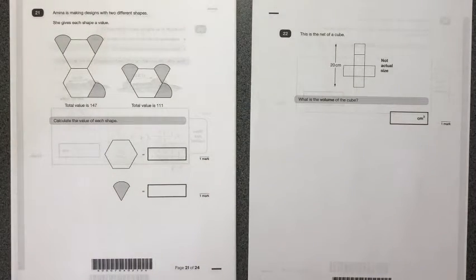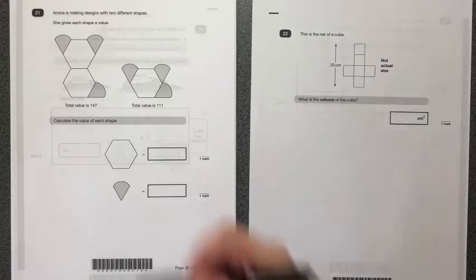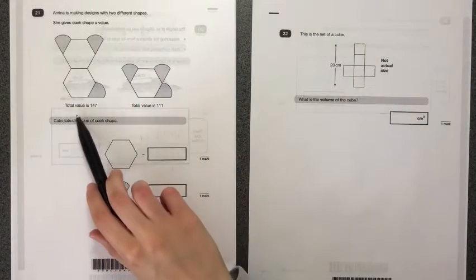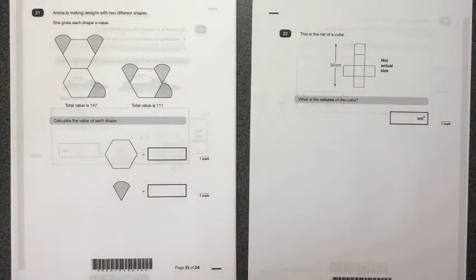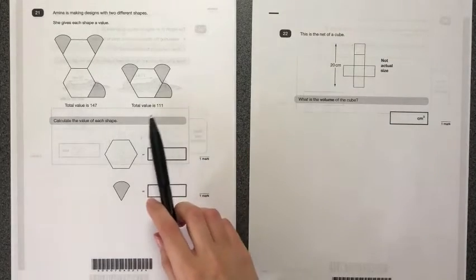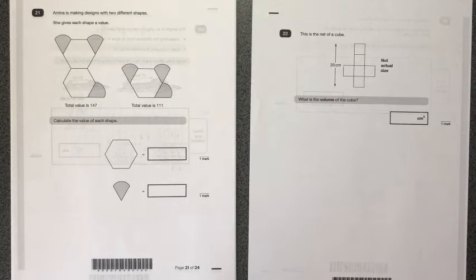Question 21. Amina is making designs with 2 different shapes. She gives each shape a value. This shape here has a total value of 147, sorry. And this shape here, the total value is 111. Calculate the value of each shape.